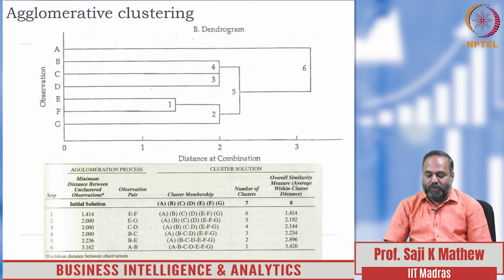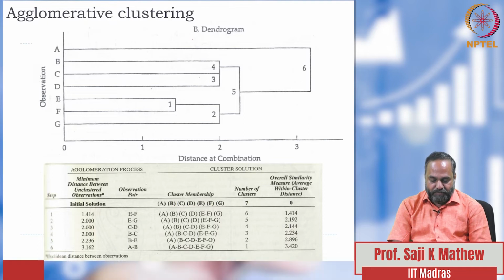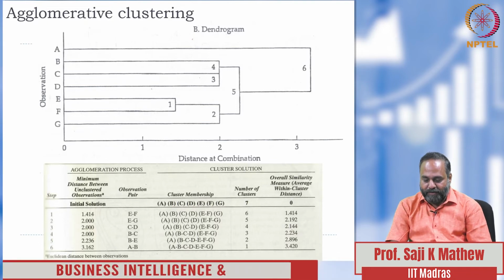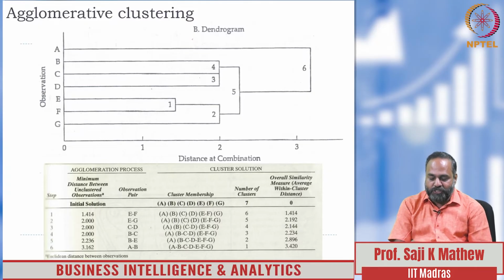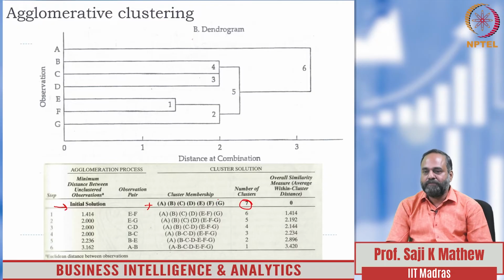So in agglomerative clustering, which is hierarchical clustering, the starting point is, suppose you have n objects, then you start with n clusters. We assume that each object is a cluster. Here we found there were 7 objects. So initially, the initial solution is that there are 7 objects, or the number of clusters is equal to 7.